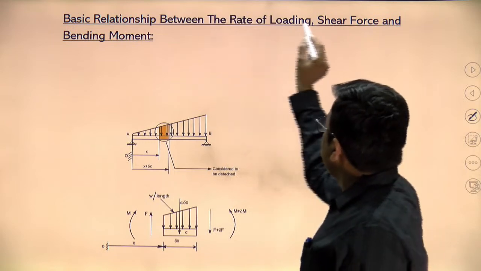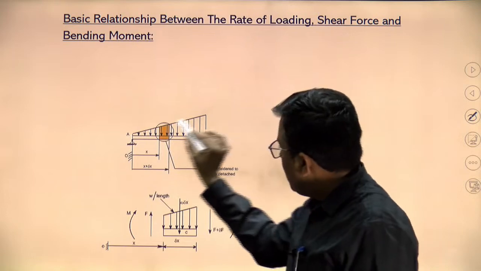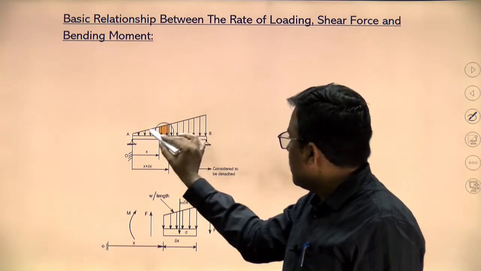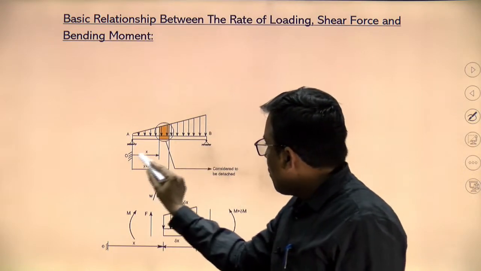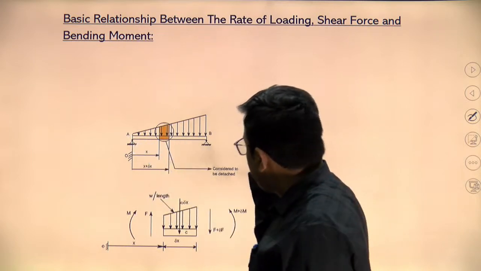So, relation between shear force and bending moment. Here I am taking a simply supported beam in which the load is varying with a constant slope. So it's a UVL, and from point A, at X distance, I have taken a small element.